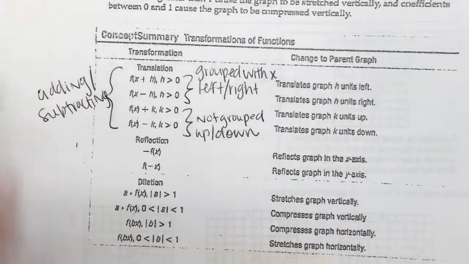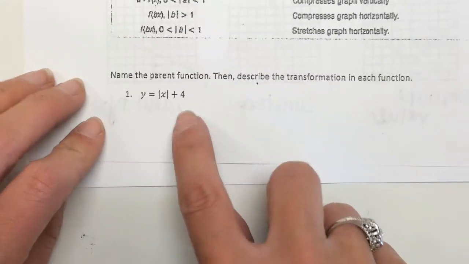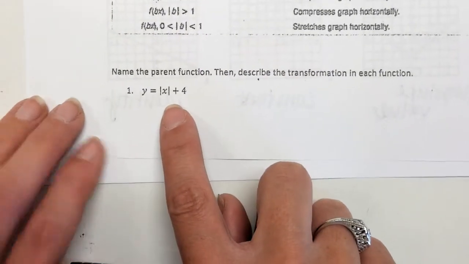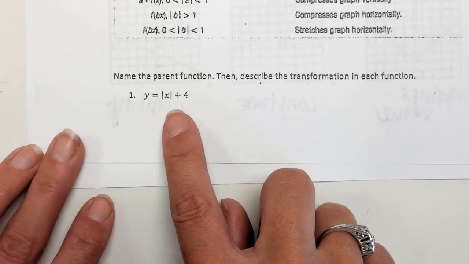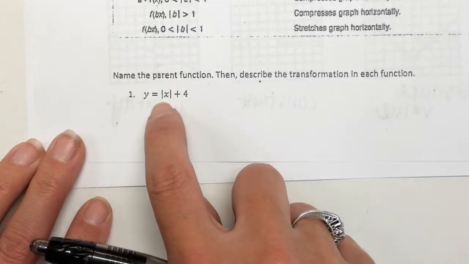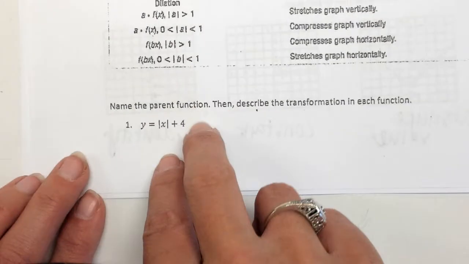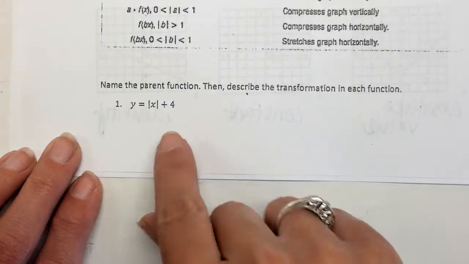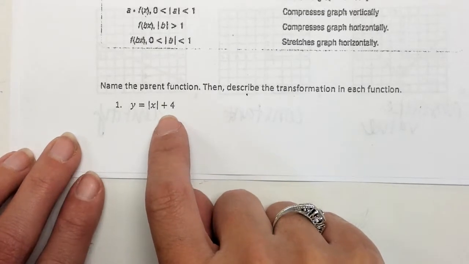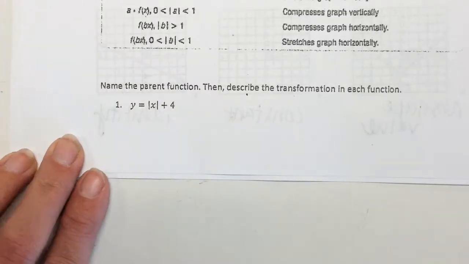So for this number 1 down here, notice this 4 is being added to this function. Is it grouped with x or is it on the outside? It's on the outside. Good. It's not grouped inside this absolute value bars. So it's moving it which direction? Up or down. And the plus makes you think it's going to move it what? And you'd be correct. So here's how we describe it.